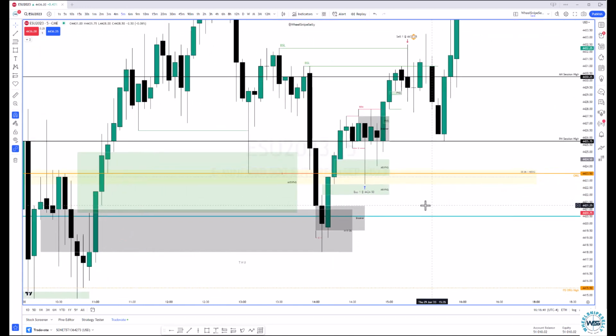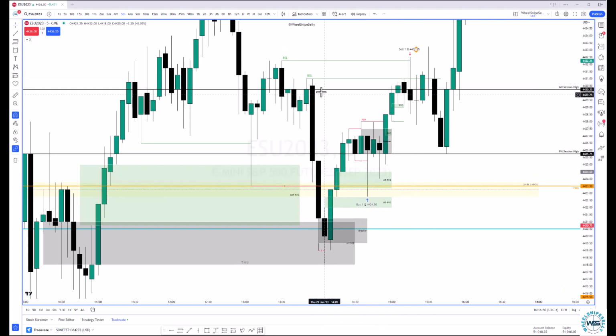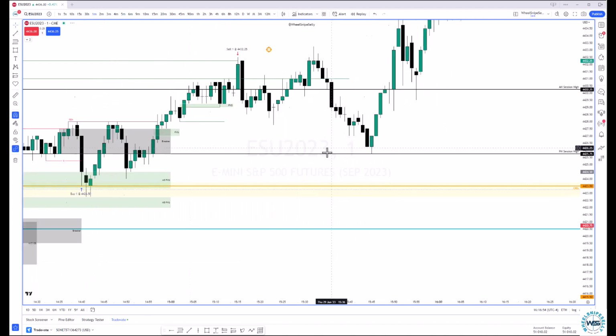On the 5 minute, we had a 5 minute fair value gap here and one here as well. I entered at the top of this 5 minute fair value gap because I had buy sides in my crosshair. Let's go to the 1 minute.